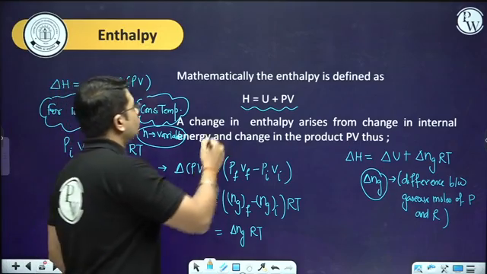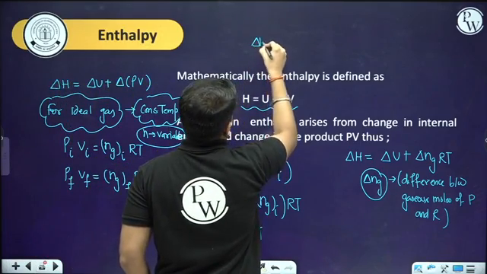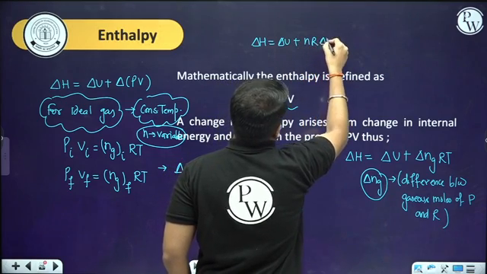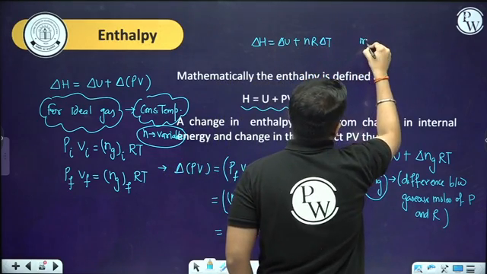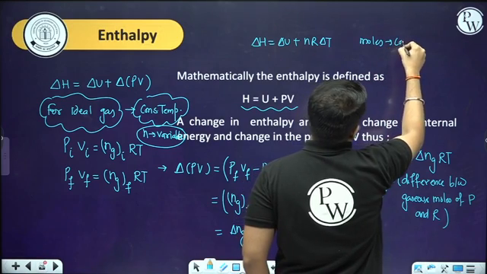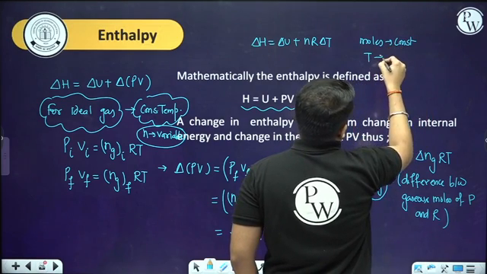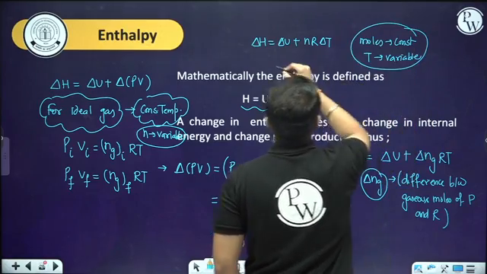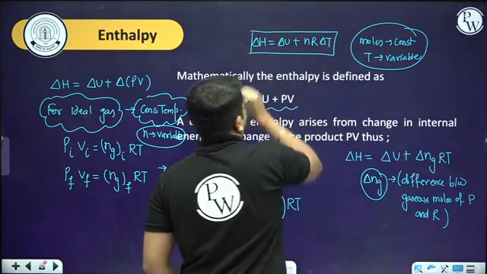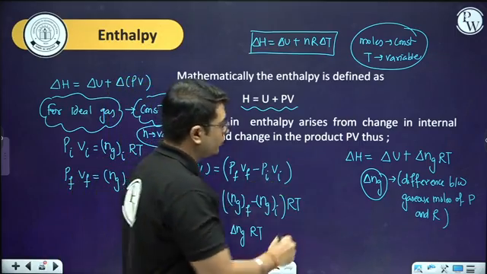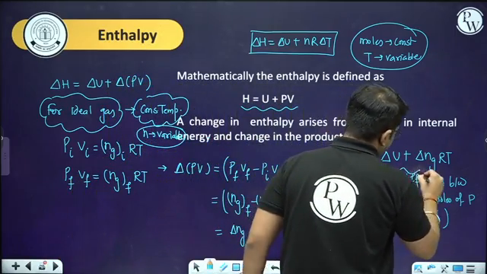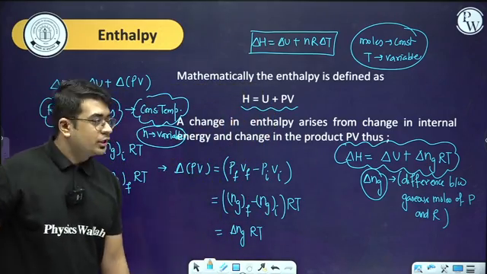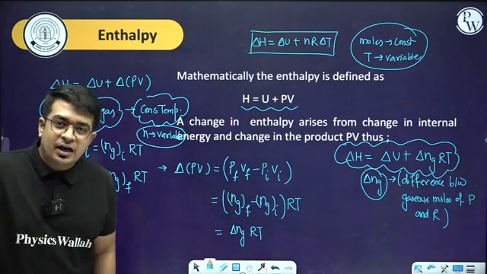If that doesn't hold true, then delta H will be equal to delta U plus nR delta T, if moles are constant but temperature is variable. So according to your need, you can change these equations. This is the most important equation, generally used in the case of ideal gases: delta H is equal to delta U plus delta n_g RT.